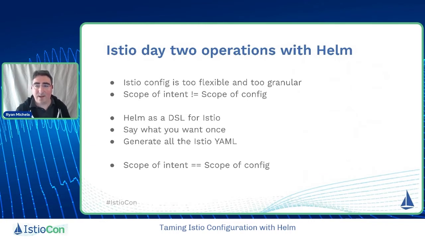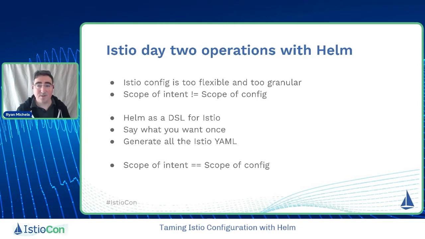Now, why would we want to add the additional complexity of Helm to Istio's already complex configuration? Well, it's because Istio's configuration is both too flexible and too granular for everyday human consumption. Most users don't need most features of Istio, but you still have to interact with them to write valid Istio config. Put a different way, the scope of users' intent is mismatched with the scope of system configuration.